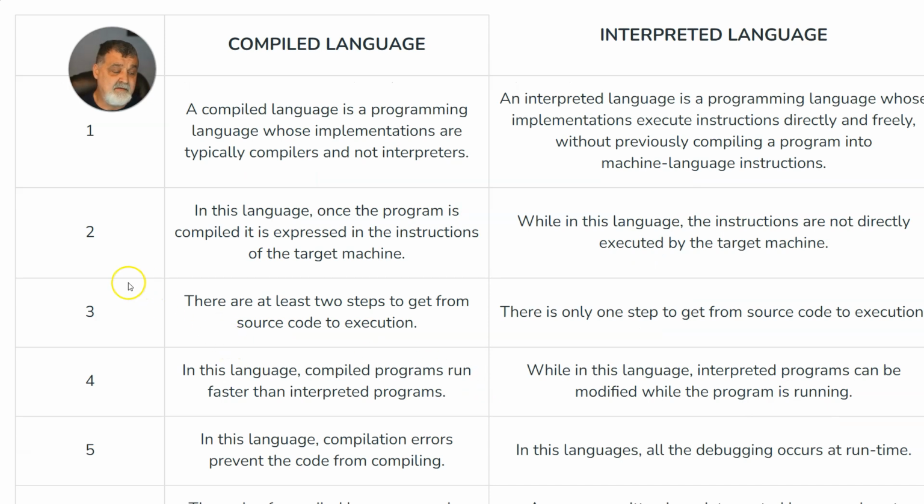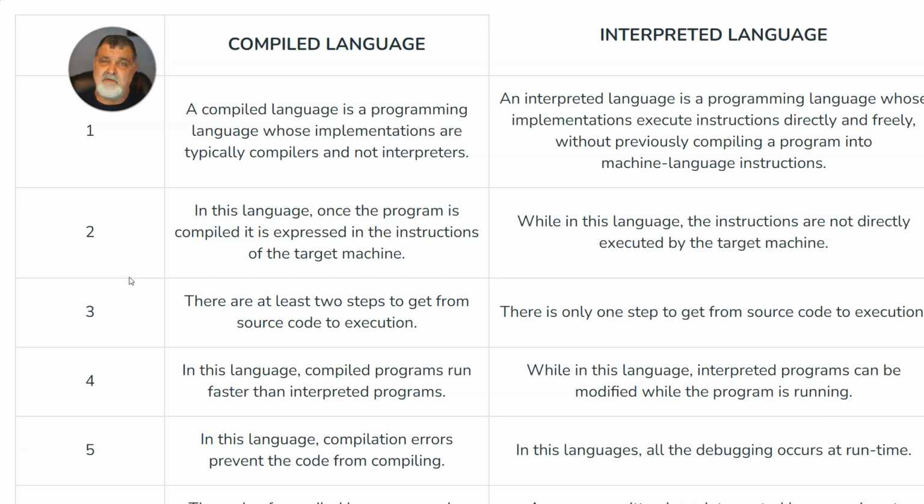Okay, so I wanted to give you some examples here, and I think we can do pretty good with this list that you can see here on the screen. So a compiled language. A compiled language is a program language whose implementations are typically compilers and not interpreters. Again, it's compressed into machine code. Once the program is compiled, it is expressed in the instructions of the target machine.